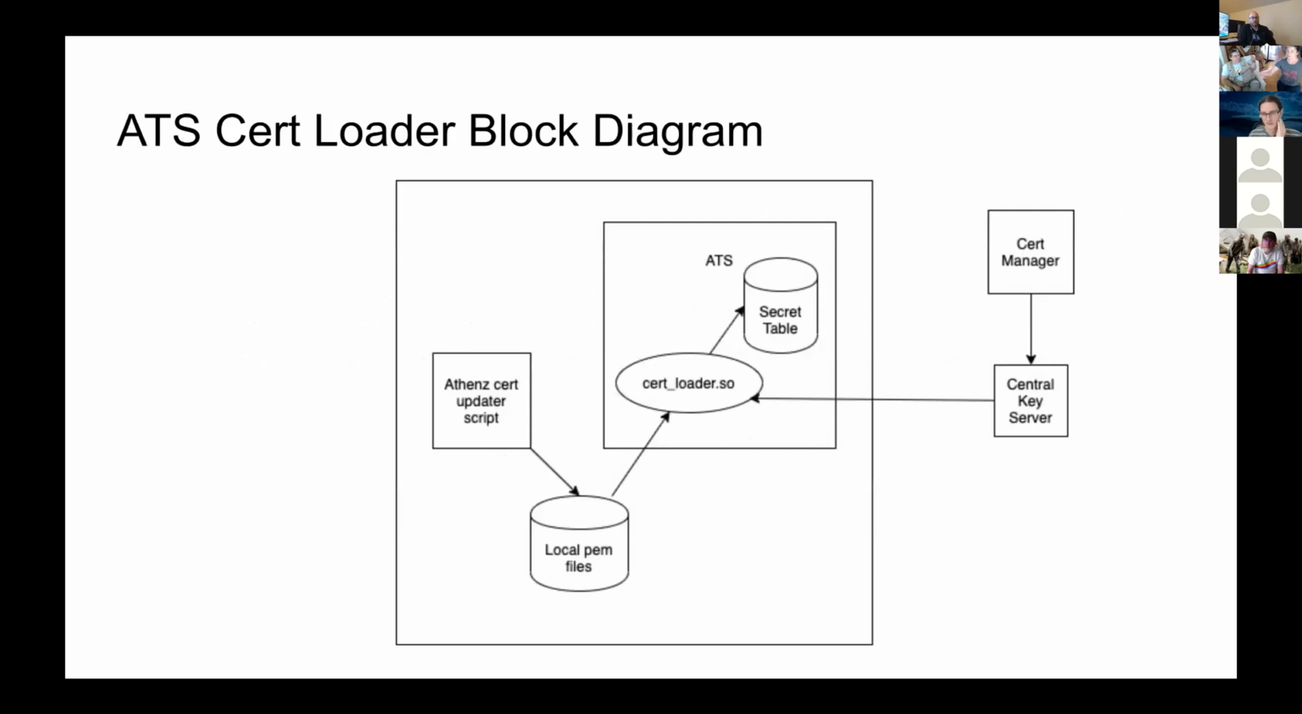So here's kind of the block diagram of what we've been working with. We have a traffic server process. It has a plugin, which is cert loader. We have some local PEM files. Our Athens client certs are still being stored on disk, because the private key gets generated on disk and the certs get created and stored on disk. So there's never any reason for them to be centralized. They're always very machine local.